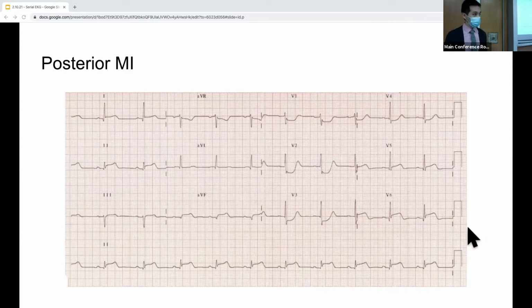Correct. So Dr. G is pointing out that I picked an EKG that demonstrates not only signs of posterior wall MI, but also signs of lateral and inferior wall MI, as noted by the ST elevation in 2, 3, aVF, and the elevations in 5 and 6. So, thank you, Dr. G. But yes, posterior MI, keep an eye out for that.